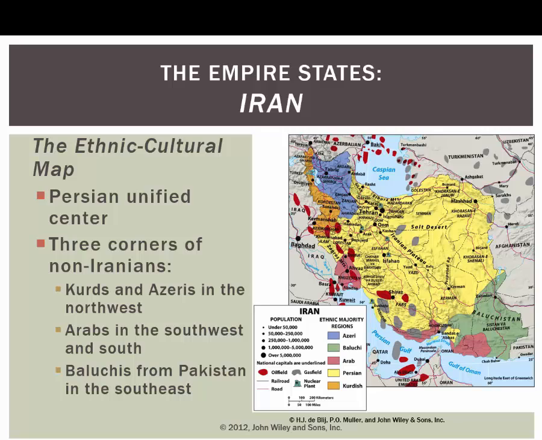Iran was known to the outside world as Persia for centuries and was formally named Iran in 1935. Iran controls the entire corridor between the Caspian Sea and the Persian Gulf, and its ethnic cultural map shows a patchwork of ethnic majority regions.